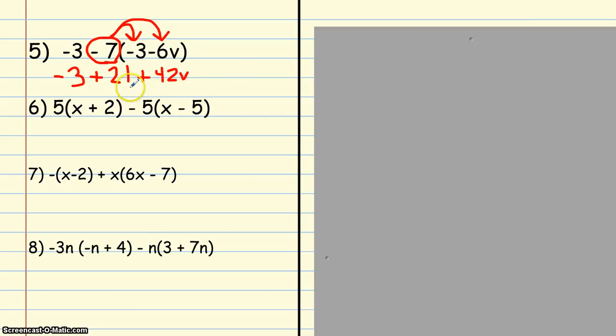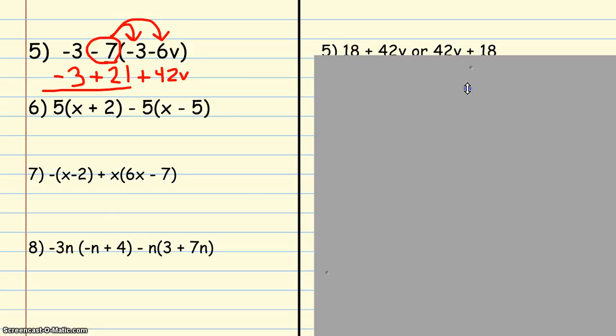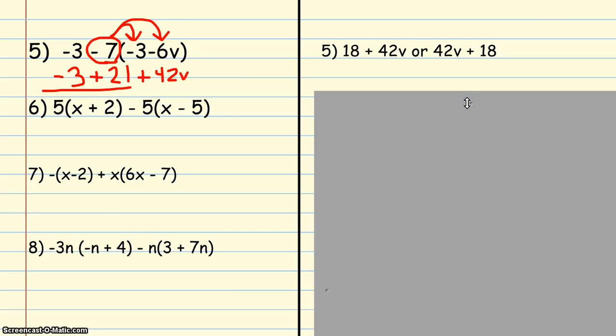Looking for like terms, we just have our whole numbers, negative 3 plus 21. We will combine those, so our final answer is going to be 18 plus 42v. But to put it mathematically correct, we want to put the variables first. So 42v plus 18.